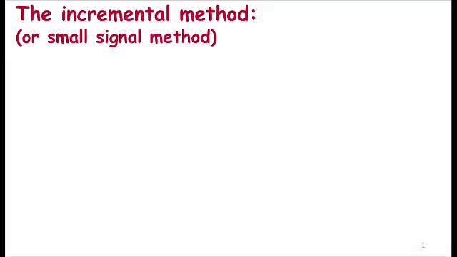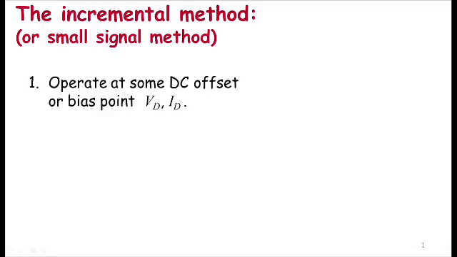We are now ready to define the incremental method. The incremental method has three steps. The first step of the method, as we saw just now, is to operate at some DC offset or bias point, VD, ID. So you have to boost your signal in a way that the circuit operates at some DC bias. Let's call that VD, ID, as an example for the circuit that we've been using.